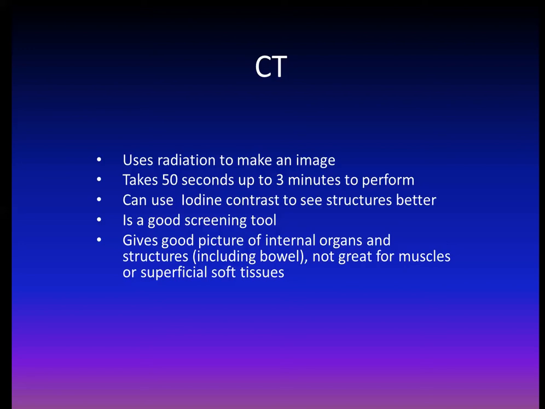So if you strained a muscle or you tore a muscle, CT may not be the best imaging choice for you there. Also, if you have an infection in the soft tissues, say you have a diabetic that you think has an abscess in their foot or wherever, it's not going to be as easy to see by CT as it is by other modalities. However, again, if we're talking about things within the abdomen, an abscess within the abdomen you can see pretty easily with CT.